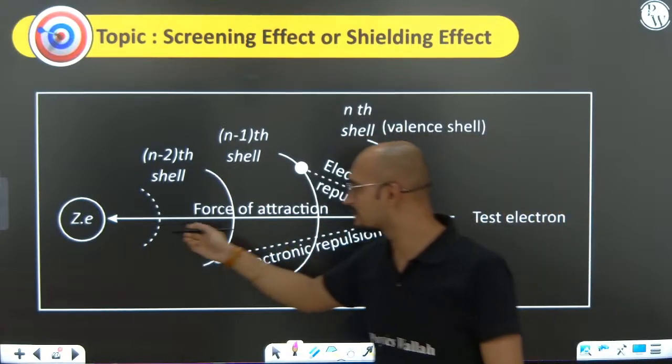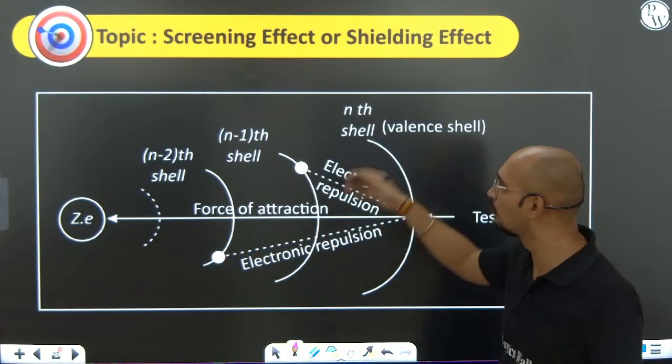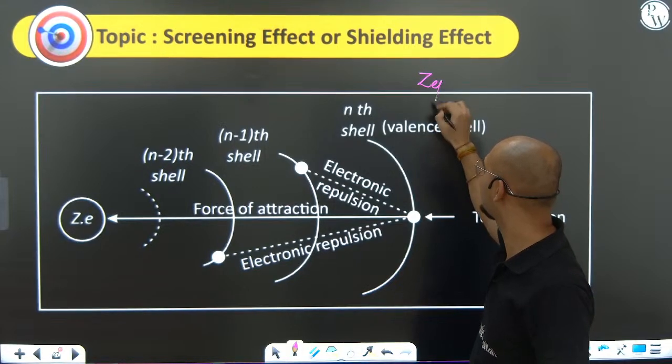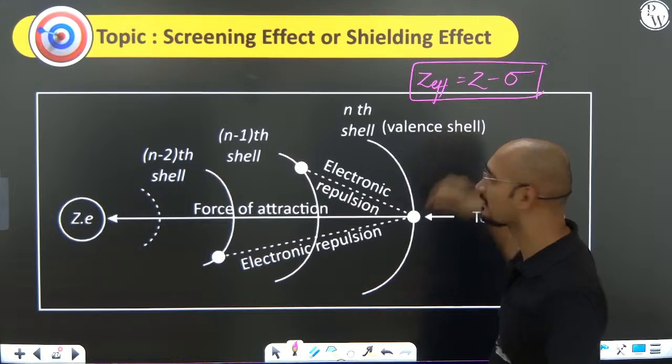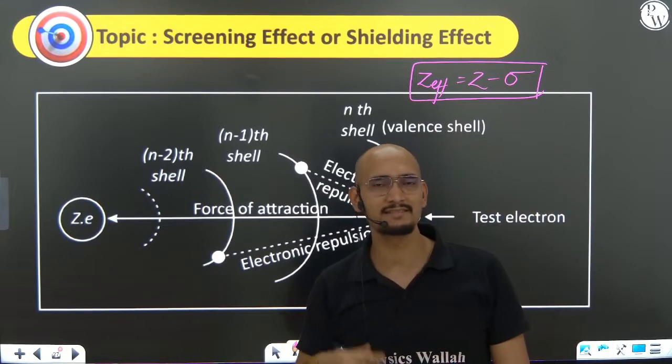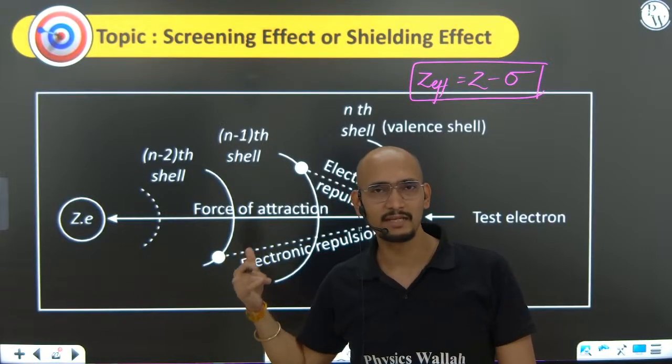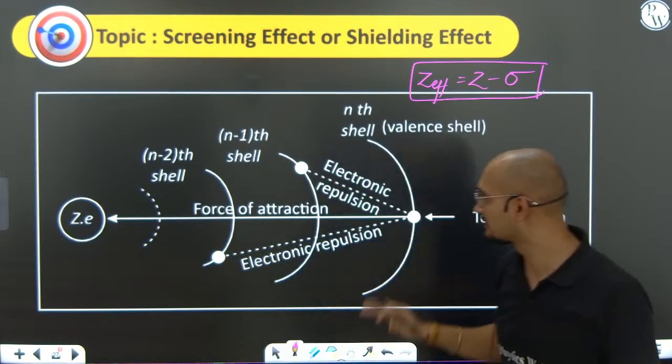Though there is Slater's rule, by which we find the Z effective by Z minus sigma, because of the lack of time, and as we know that it is not as important, we have not seen many questions from the last many years, so we are not discussing this right now.